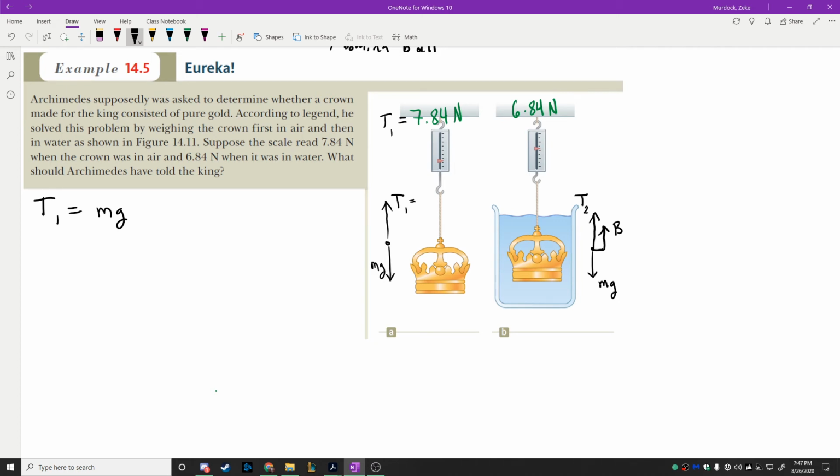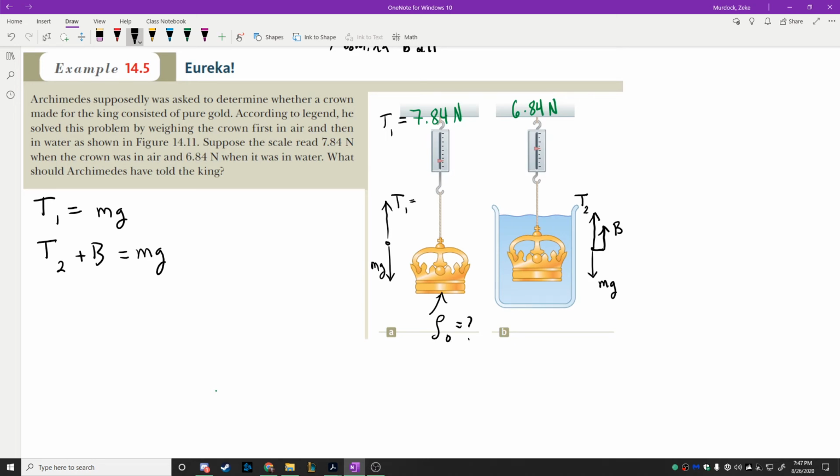How are the three of these going to be related to each other? It's an equilibrium, right? So we can write an equation and say something like T2 plus B should also be equal to mg. Okay, that's as much as I'm going to tell you. Your goal here is to find the density of the object.